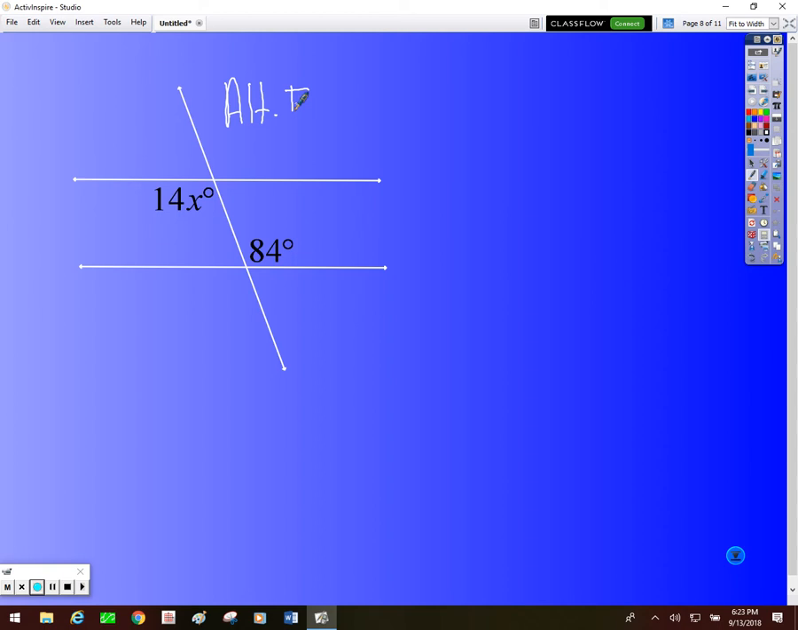Alternate interior, because they're inside, right? Angles, or as y'all say in class, AIA, right? So get in the habit of saying alternate interior, but know you're both of them, okay? So if I set this up, these are equal to each other, so that's the way I set them up. Angle 1, we'll say this is 1, and we'll say this is 2. Angle 1 is equal to angle 2.